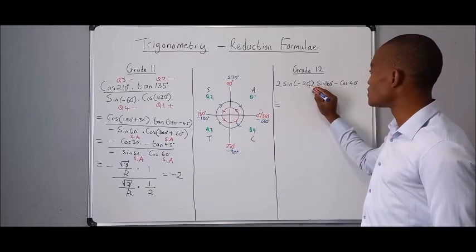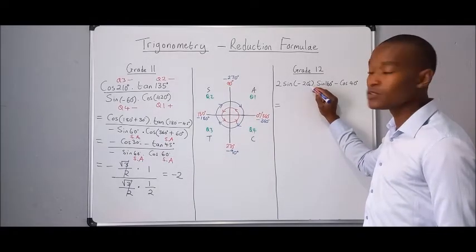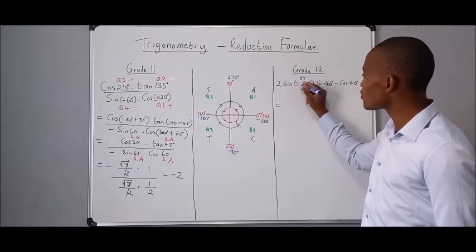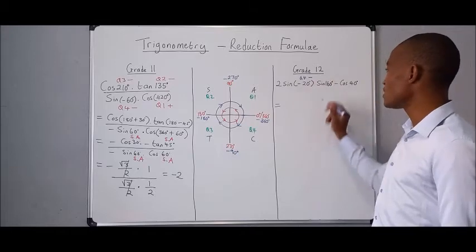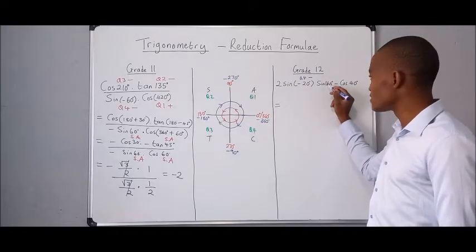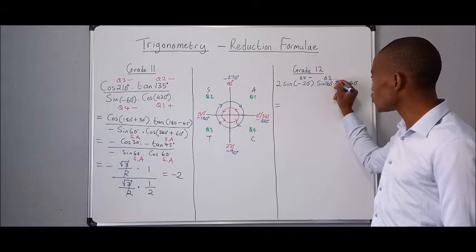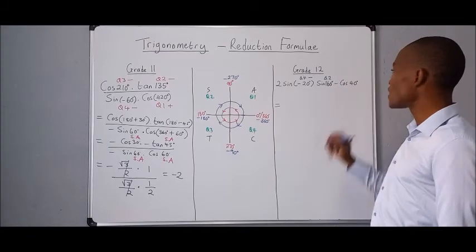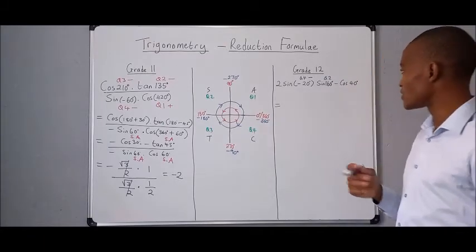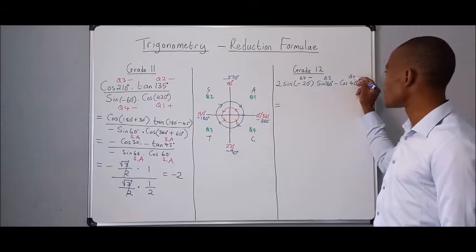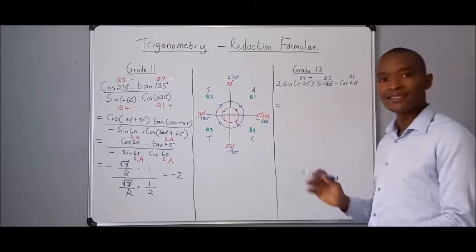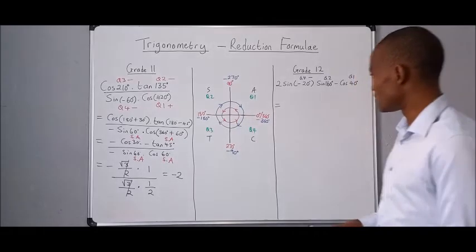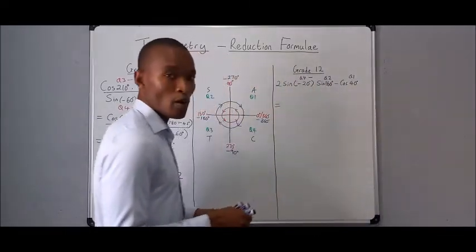This is in quadrant 4, in other words, in quadrant 4, sine will be negative. And 160 degrees is in quadrant 2, and sine is positive in quadrant 2. And this one, cos 40 degrees, is in quadrant 1, and cos is positive there. However, we might need to use double angle identities at this level. Let's see if they do pop up for us.